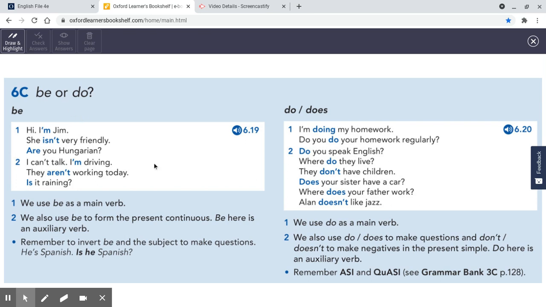I could play you the recording. You can play it to yourself. I'm Jim. So we can just use to be and a person. She isn't very friendly. The negative is isn't.